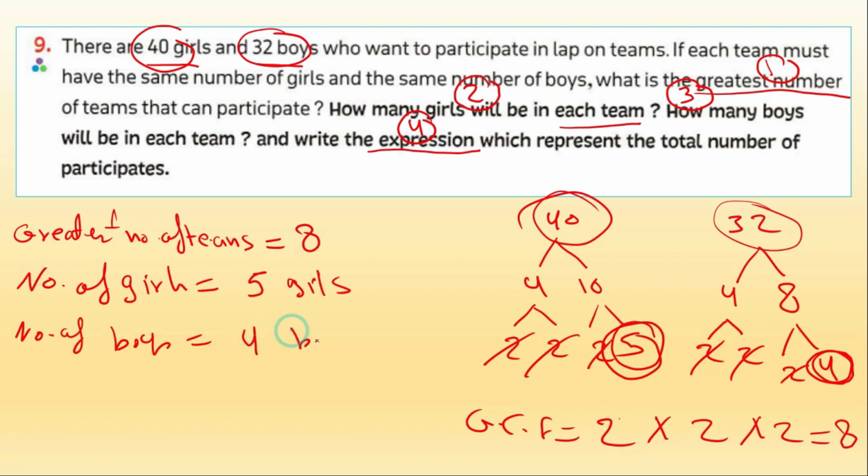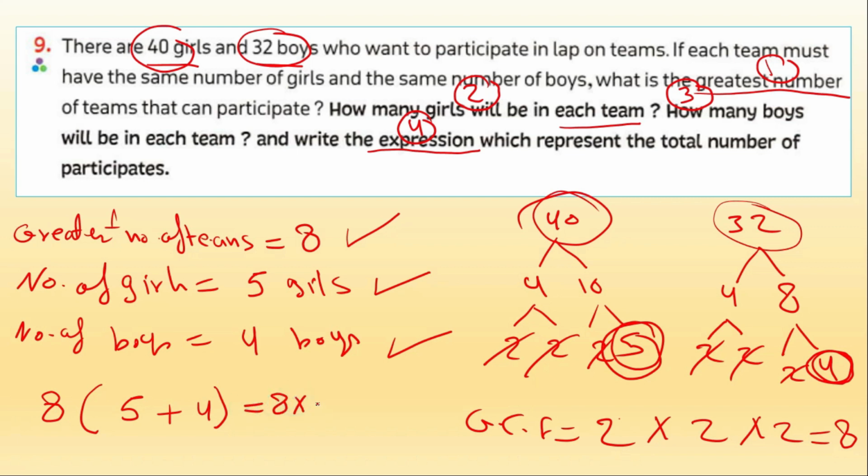Okay, 4 boys. So the total number of teams is 8, and each team is formed of 5 girls and 4 boys. So we write the expression: it will be the 8 as a common factor, or number of groups, and the 5 for girls and 4 for boys. That means 8 times 5 plus 8 times 4. Okay, and this was our last story.